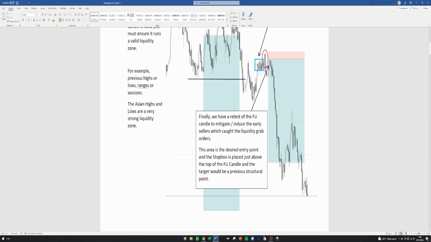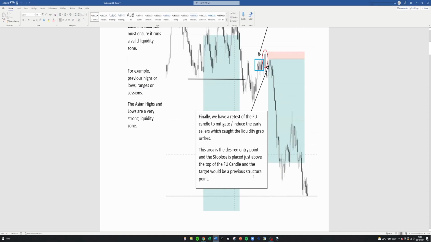So then we would get our entry on the retest. You'd retest the institutionally funded candle, which induced early sellers and caught the liquidity grab. A lot of people will be selling into this candle, and as they see this first drop, they'll think, oh, it's off, and they'll roll their stops into profit slightly, so their entry's protected. And that's what this retracement will be trying to tap out.